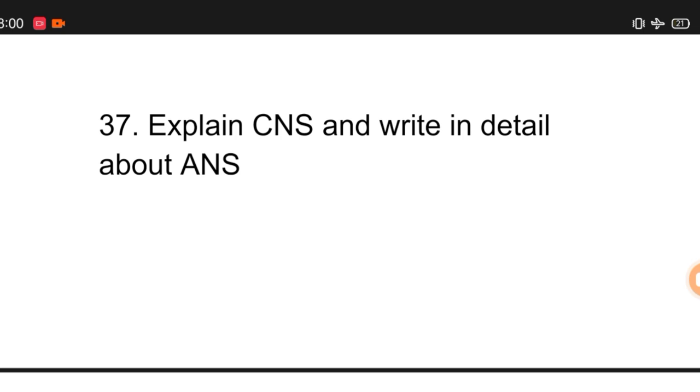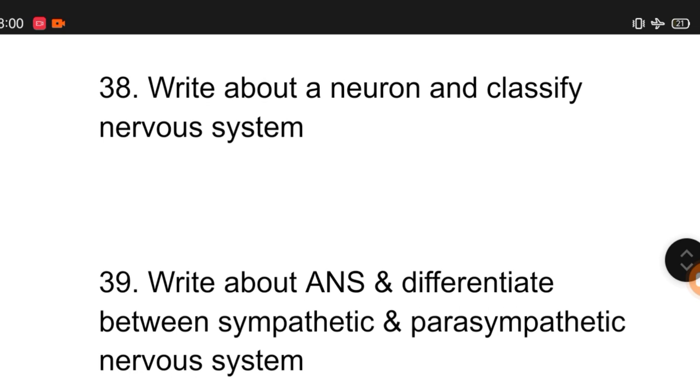But most important, draw the diagram, write the introduction first: what is the brain, all that you know about the peripheral nervous system, central nervous system, motor nervous system, sensory nervous system. Mention first what is there, then start writing your answer. Next question: write about the neuron and classify the nervous system.